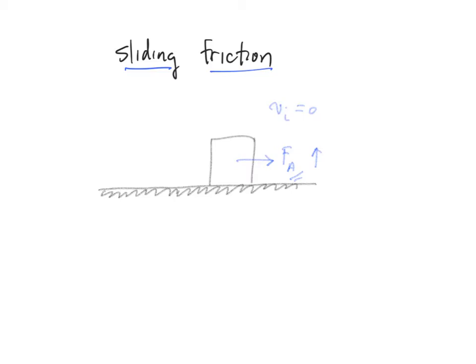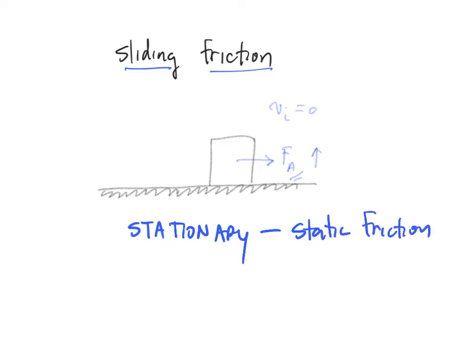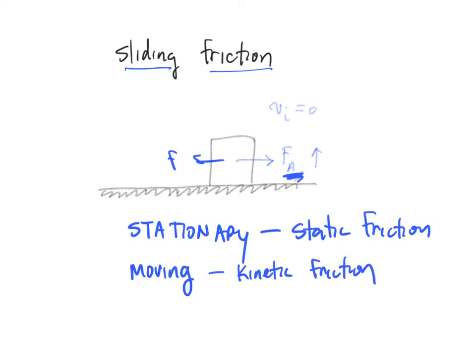Because when the block is static, or stationary, there's a type of friction called static friction. In other words, I'm applying a force here, but the block doesn't move because there's a friction force acting backwards that's opposing my applied force. But then eventually it will start to move, and beyond that there will be a friction force that's associated with the moving object, and we call this kinetic friction. So we have two different types. There's a static friction force and a kinetic friction force.